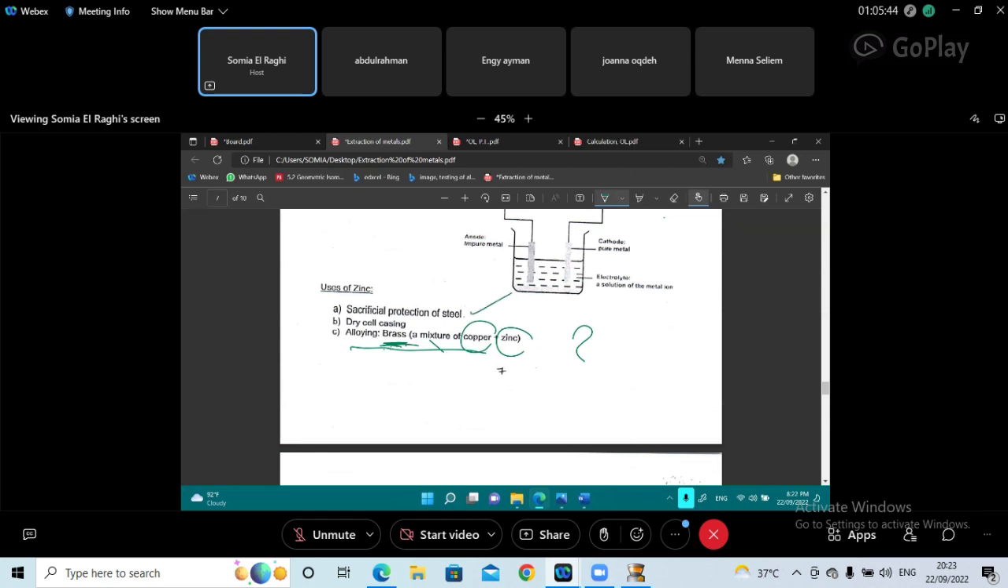And we talked about sacrificial protection today. All right? So zinc is used for sacrificial protection. What else? We have here dry cell casing. We saw this battery or dry cell before, right? I will show you where this zinc is. It is this material, okay? It is a casing. This outer part, we have chemicals inside. Let's show them also, okay? We have an important use for zinc. What is this use? You see this dry cell or battery?